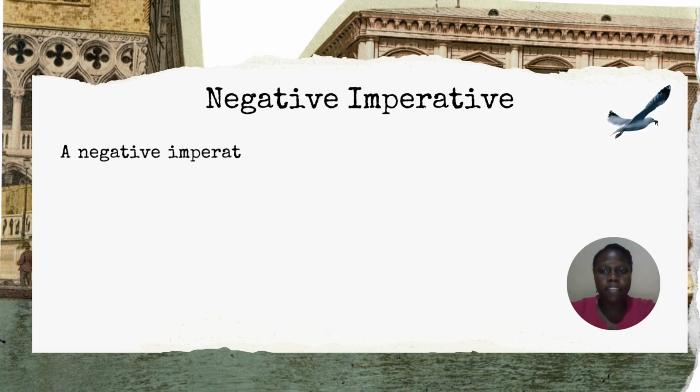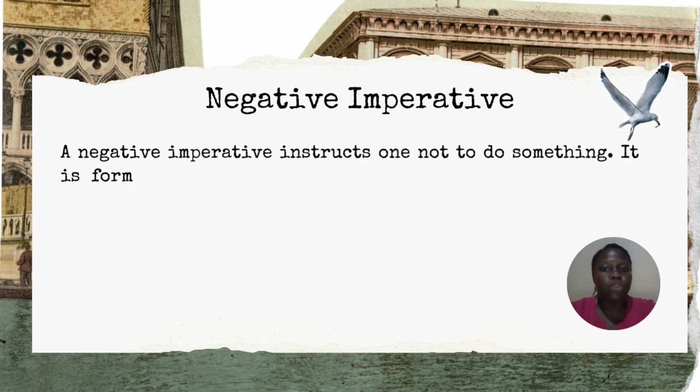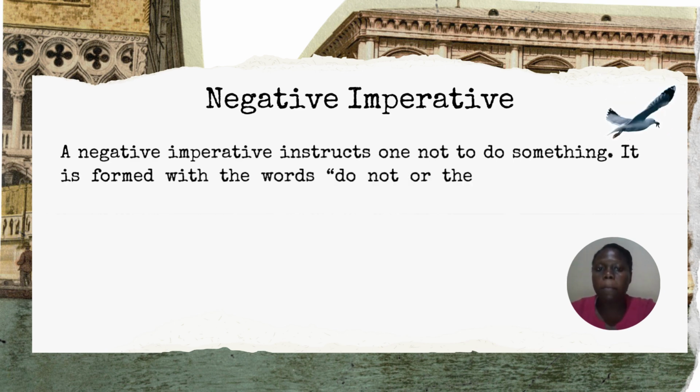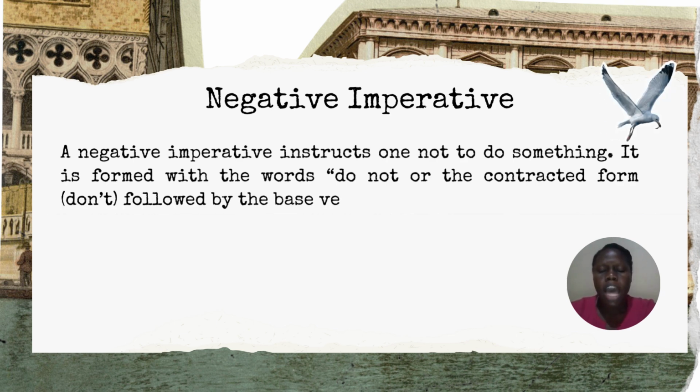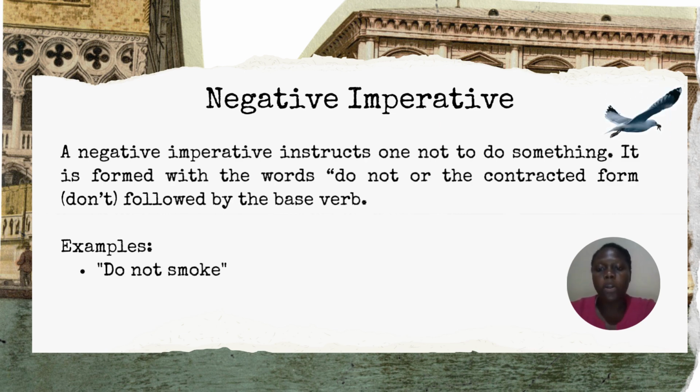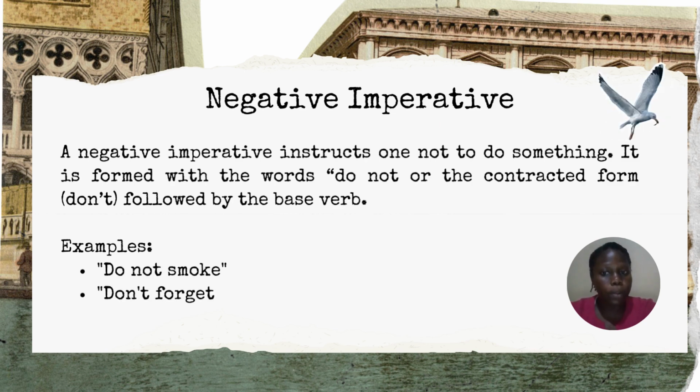Negative imperatives. A negative imperative instructs one not to do something. It is formed with the words do not or the contracted form don't, followed by the base verb. Let's take a look at some examples. Do not smoke. You realize you have the word do not, then it's followed by the base verb smoke.